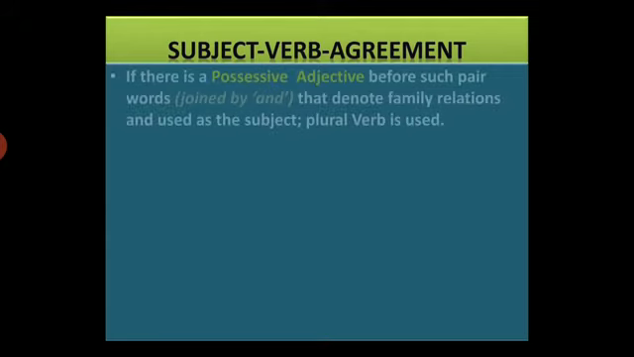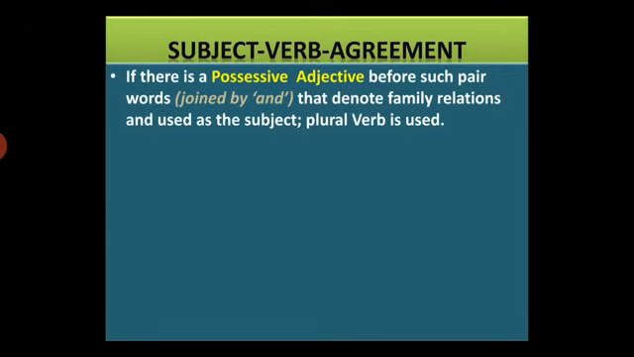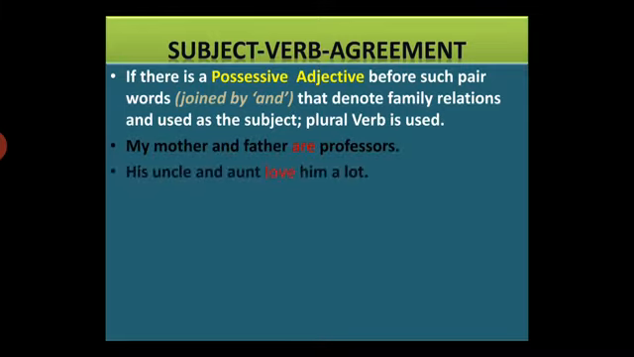Dear students, if there is a possessive adjective before such pairs of words that denote family relations and they are used in the sentence as the subject, we have to use a plural verb because they denote different relatives. My mother and father are professors. His uncle and aunt love him a lot.